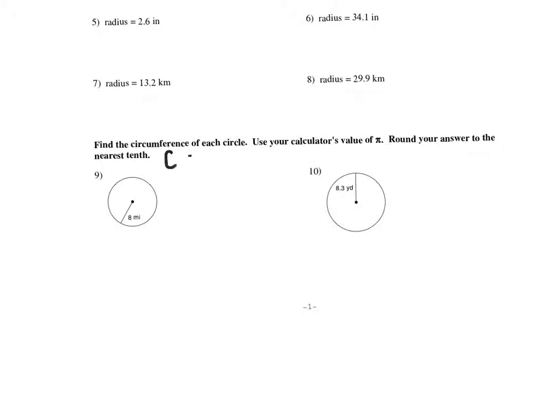I'm going to use C equals 2 pi r or C equals pi times the diameter, depending on what my problem gives me. Remember, I've just replaced the D with the 2r using substitution to come up with this formula, so that's why those are both equivalent.